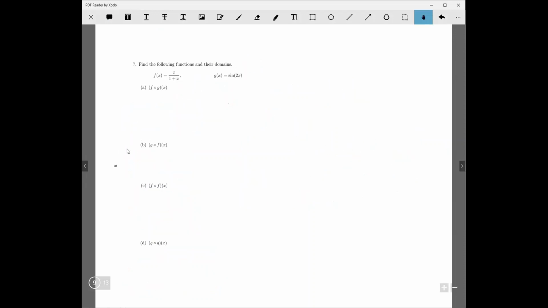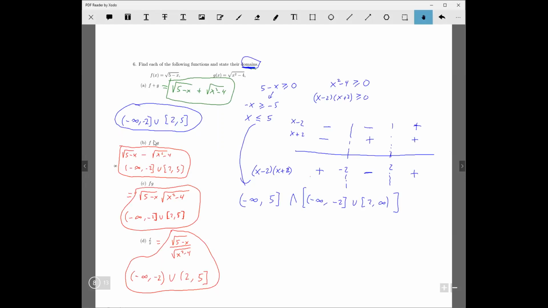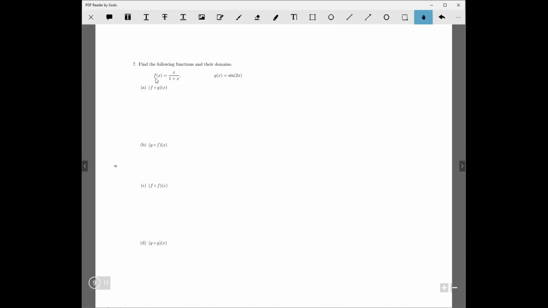And this previous one was adding, subtracting, multiplying, and dividing. And this one is composition of functions. Okay, so it is more natural to compose two functions rather than doing any of the basic arithmetic operations. The composition of two functions is much more natural when you're dealing with functions.